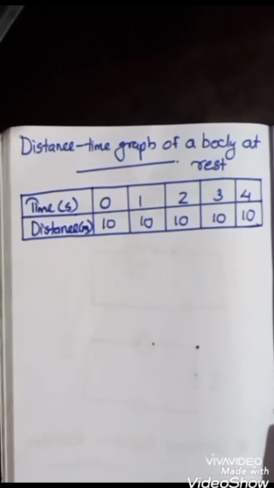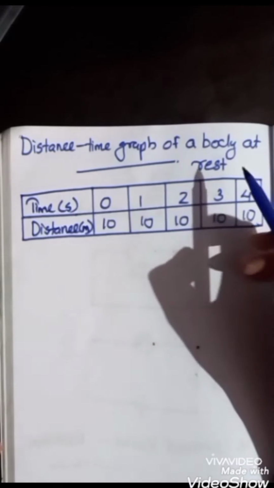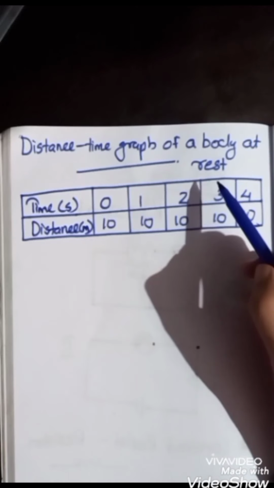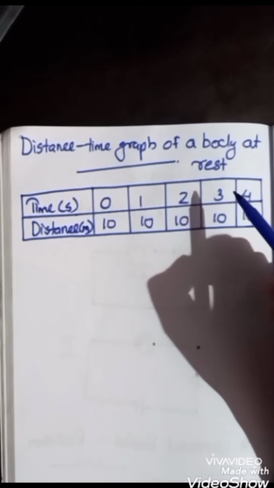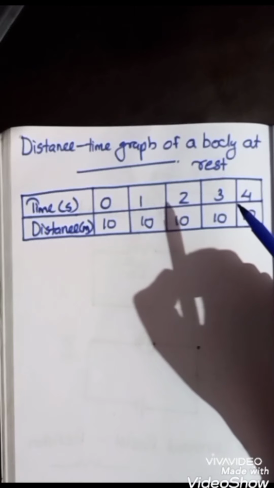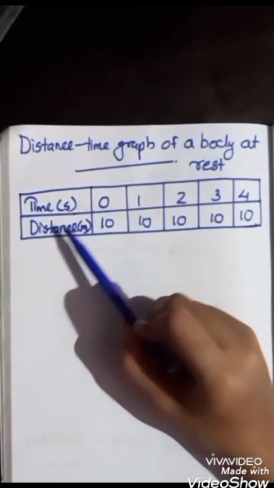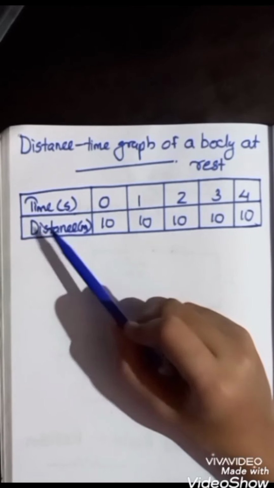Then we are going to draw the distance time graph of a body at rest. What do we mean by a body at rest? That is, the body does not change its position with the passage of time. Time in seconds and distance in meters are given.